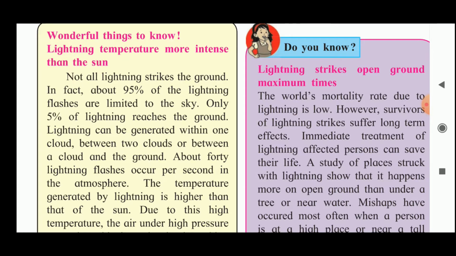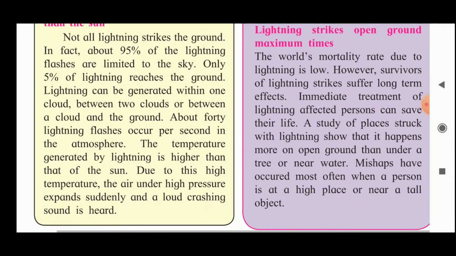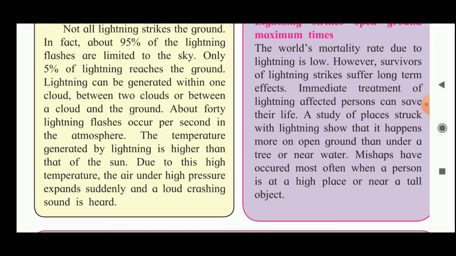Not all lightning strikes the ground. In fact, about 95% of the lightning flashes are limited to the sky. Only 5% of the lightning reaches the ground. Lightning can be generated within one cloud, between two clouds, or between a cloud and the ground. About 40 lightning flashes occur per second in the atmosphere.